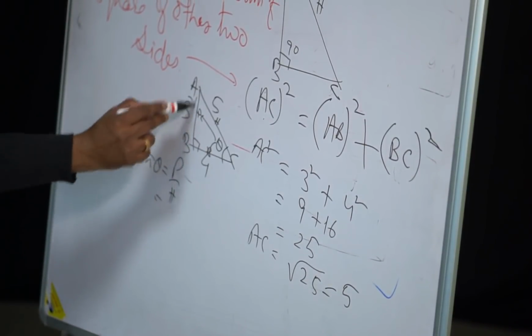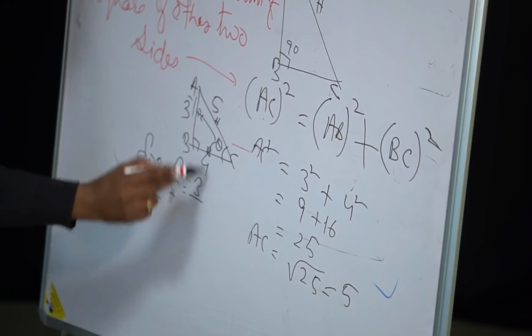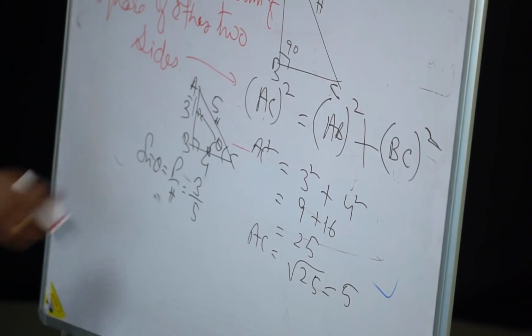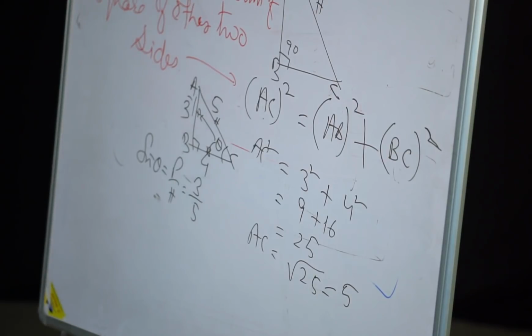So if you find sine theta here, it's P by H. What is the perpendicular here? 3. And the hypotenuse is 5. So in this way you can find the other six ratios also. Understood how to find the side which is unknown?